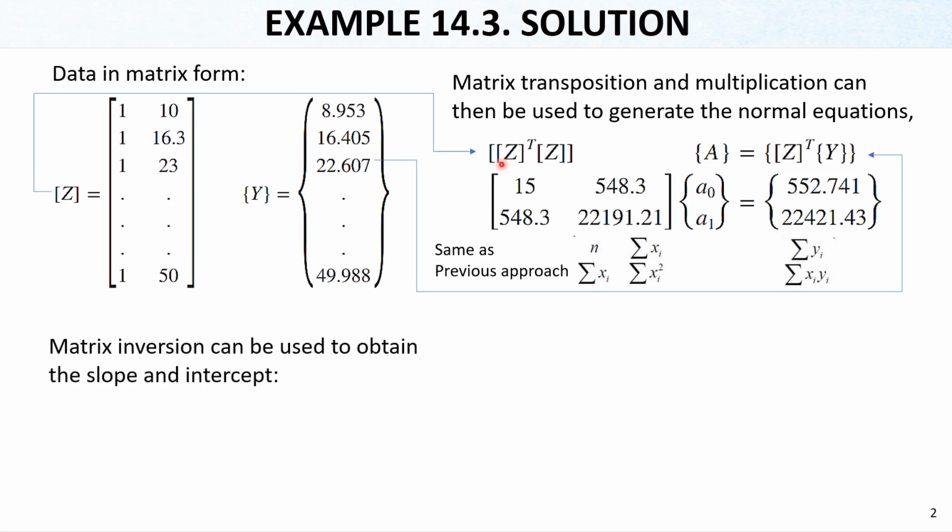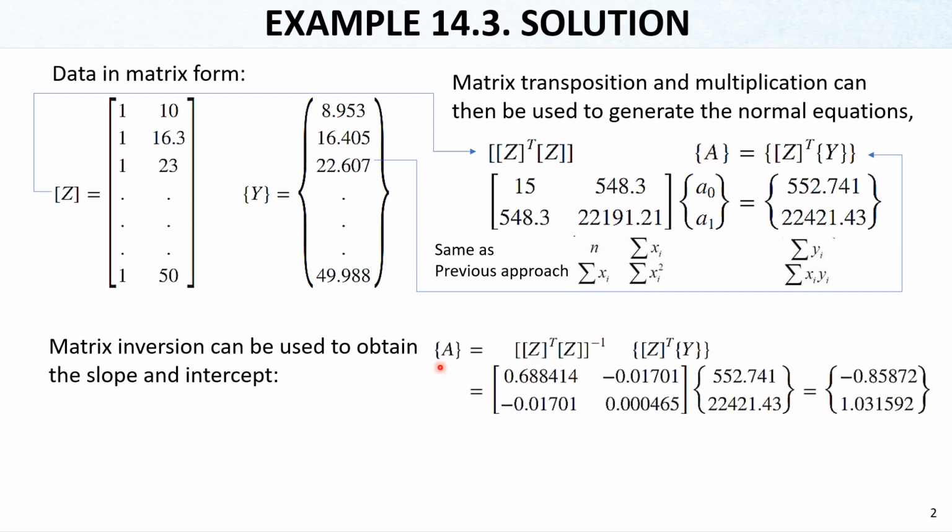The matrix inversion can be used to obtain the slope and intercept. Basically, we take the inverse of Z transpose Z and multiply it by Z transpose Y to get only A. So this is the formulation for it. If we get the inverse of this, this is the value of the inverse. You can calculate the inverse, that's not very difficult. You can also use MATLAB to get the inverse if you want to. And this is the Z transpose times Y values. When you multiply these, you will get these results. So this approach is using the inverse.